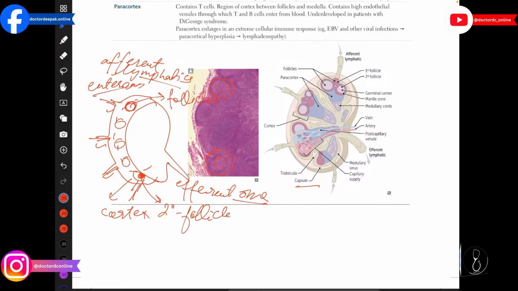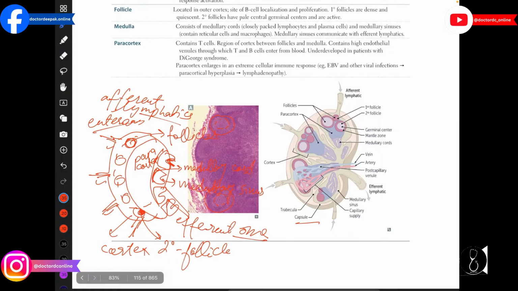After the cortex, we have one part that is called the paracortex. After the paracortex, we have the medulla. The upper side looks like cords and the inner side looks like sinuses. So the medulla has two parts, medullary cords and medullary sinuses. This is the structure of the lymph node.